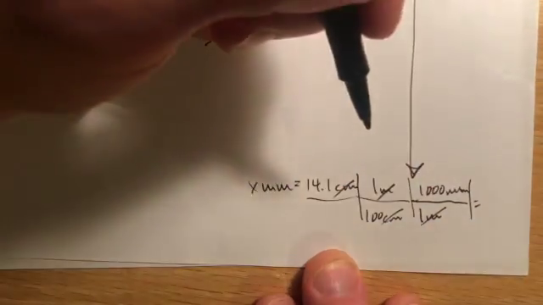And so here I get 14.1 times 1,000. So that's going to be 14,100 millimeters. But it's all divided by 100. And so that's going to ultimately be 141 millimeters.